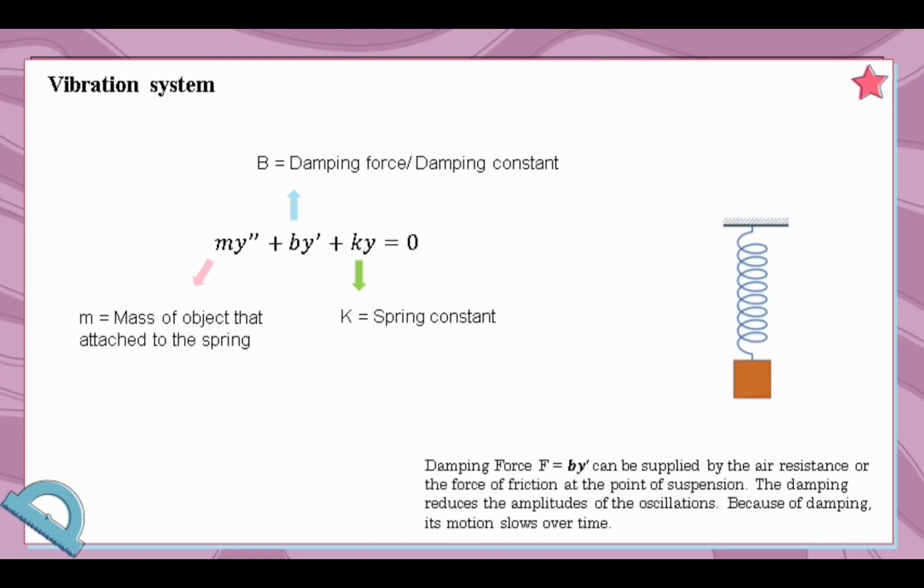The damping force can be supplied by the air resistance or the force of friction at the point of the suspension. The damping will reduce the amplitude of the oscillation. Because of damping, its motion slows over time and eventually it will go back to its initial position.